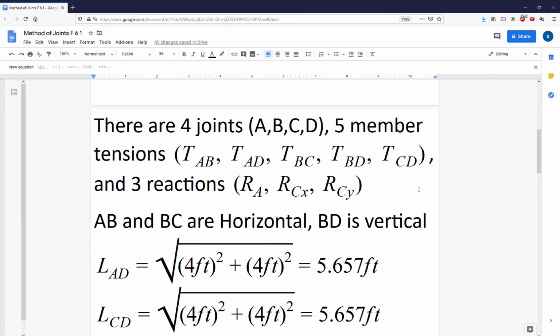There are 4 joints, labeled A, B, C, and D. There are 5 members, member AB, member AD, member BC, member BD, and member CD, which we are going to initially assume are all under tension. There are also 3 reaction components. There is the vertical reaction at A, and there is the reaction at C, which will have an X and a Y component.